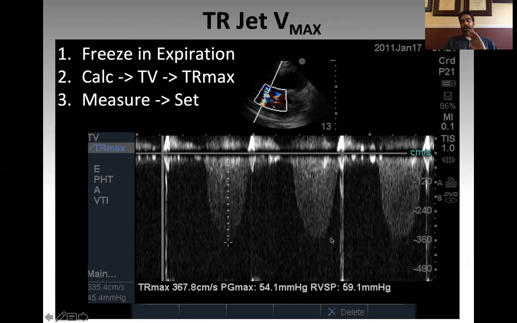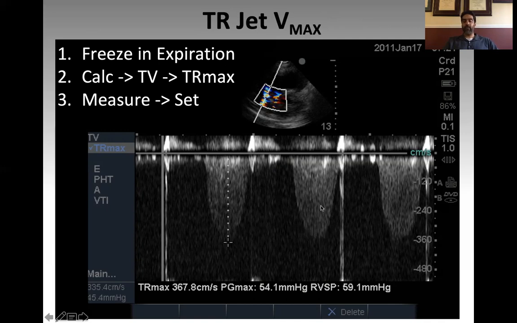Now I want you to look at this waveform closely. Notice how it is a parabolic shaped waveform. This is because it is a waveform generated by the RV contracting. So you have a gradual increase in velocity to a rounded bottom and an almost symmetric deceleration to 0. This is the shape of waveform you're looking for with a TR jet. It should be parabolic in shape. It should be rounded at the bottom.